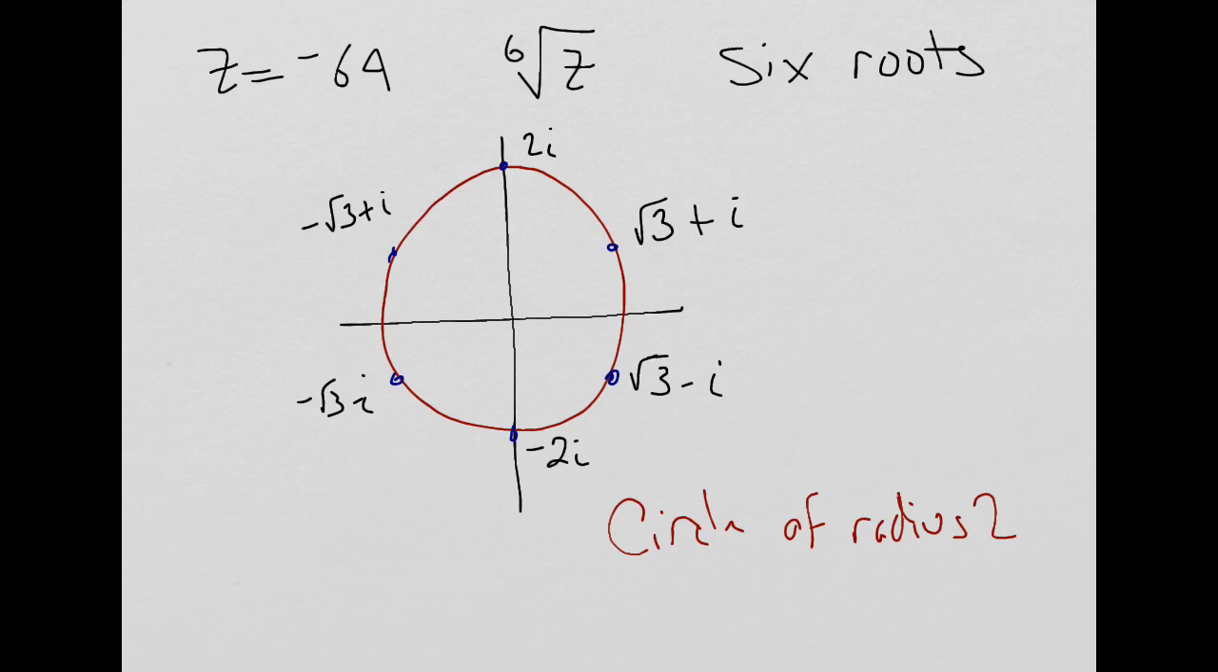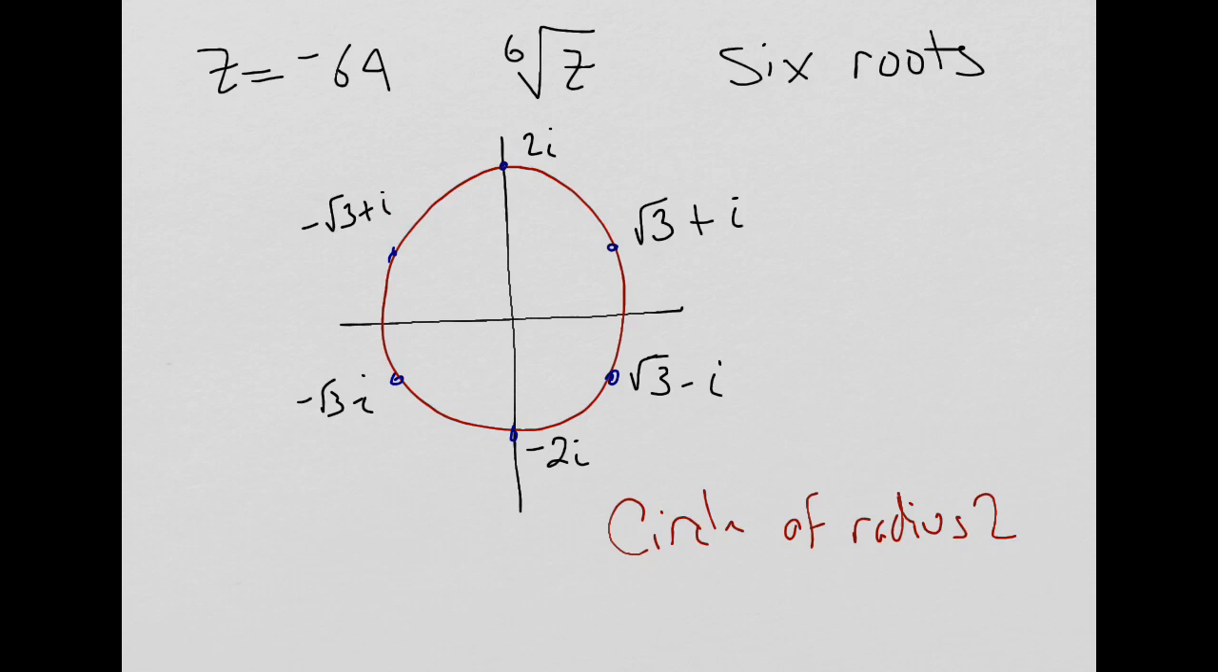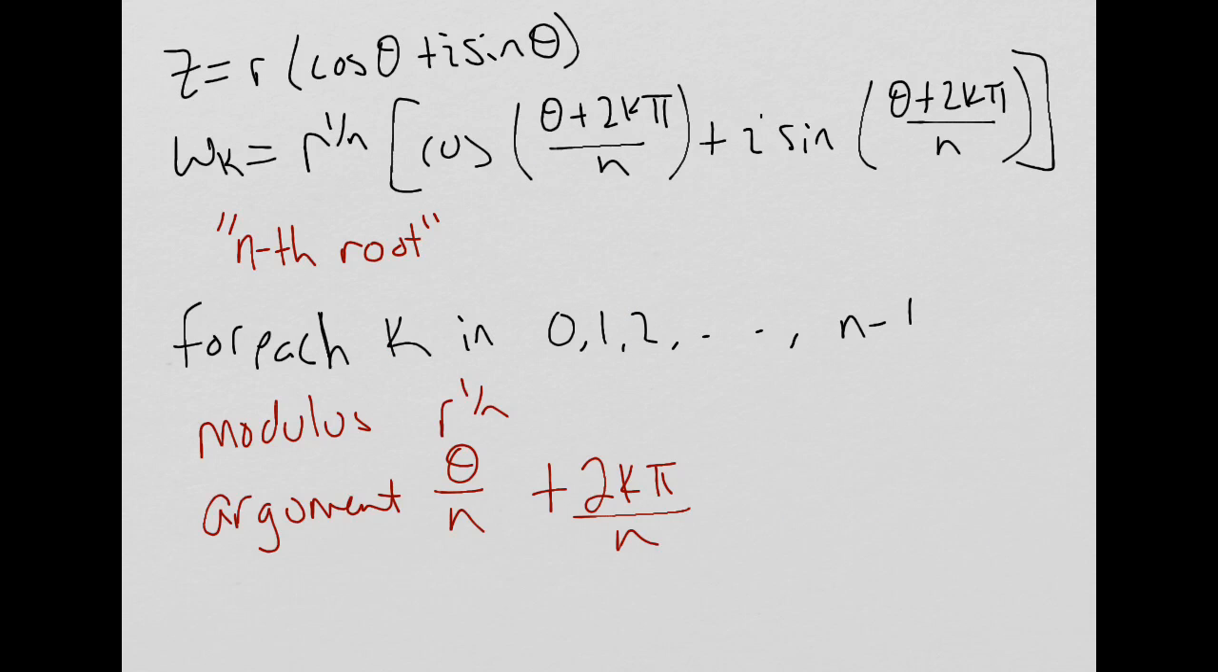So that gave us this nth root, in this case the 6th root of z. The 6th root of the modulus, the fact that the modulus was 64 and the 6th root of that was 2, is why we ended up with a circle of radius 2. And then we just placed our roots all the way around, evenly split into 6 sections. I computed the first and the second one here. I can compute w2, w3, w4, w5, and they're all going to come from there.